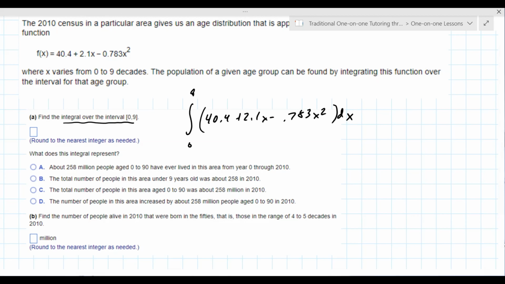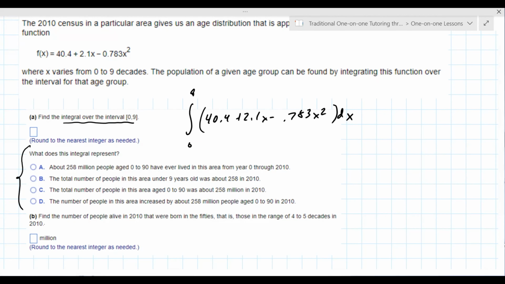Now, I'll go grab a calculator. Then we're going to interpret the result here, and it's probably going to be 258, just looking at the answers, but we'll do that. And it says then part B is find the number of people alive in 2010 that were born in the 50s.